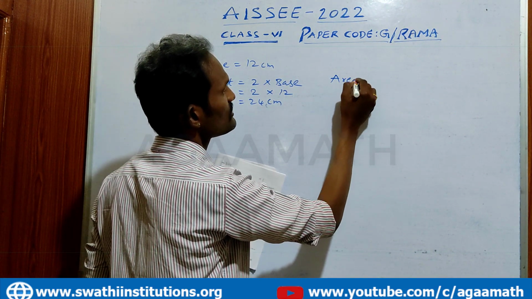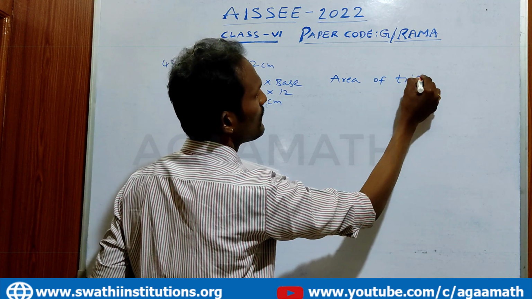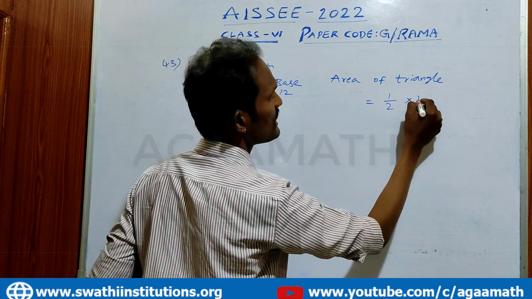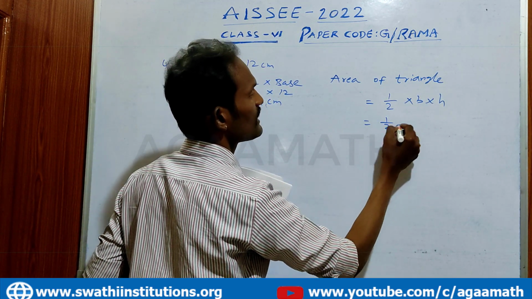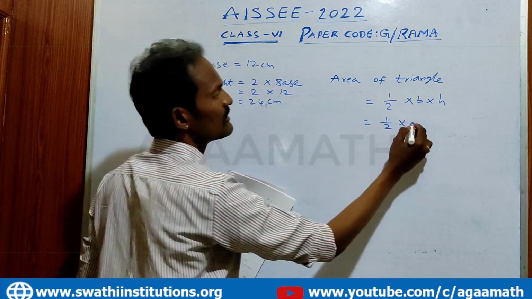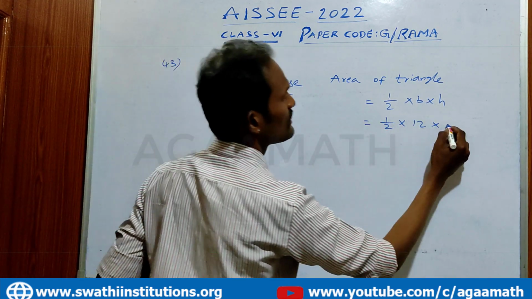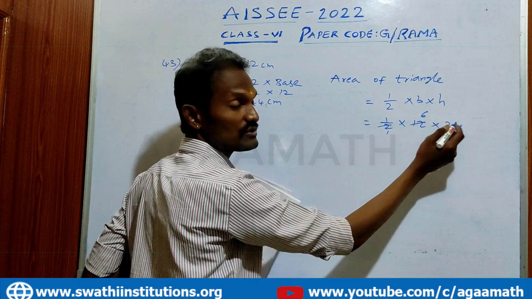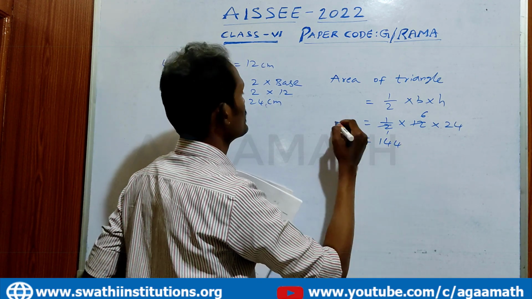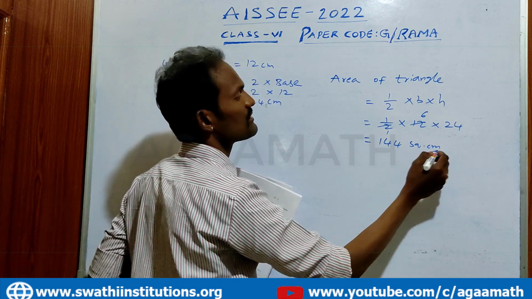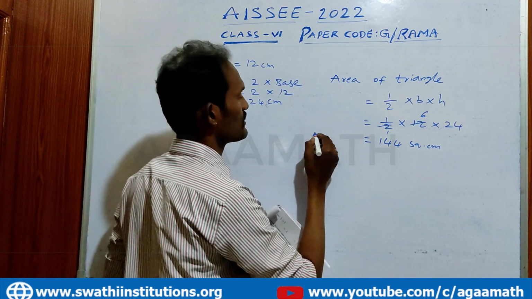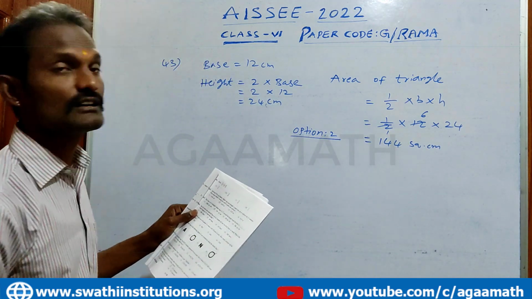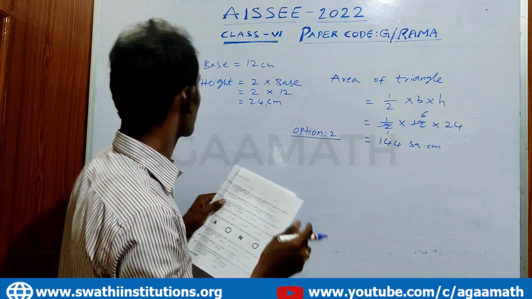Area of a triangle is how much? Area of a triangle equals half times base times height. So that is half times base, which is 12, and the height is 24. So to simplify, 2 ones are 6. So 6 times 24 is 144 square centimeters. So the option would be 2. This is the answer for the 43. Now let us go to the 44.